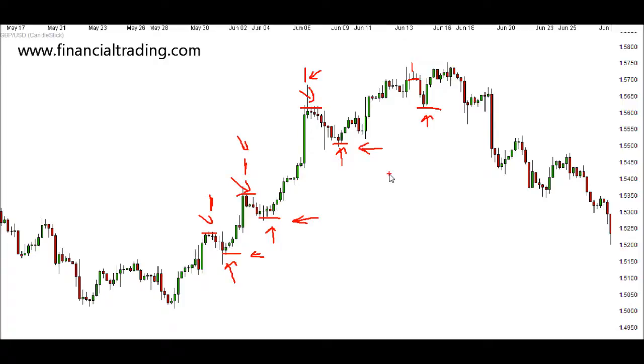In the next video we'll look at the characteristics of a downtrend, or when price moves in a downwards direction, and we'll also look at the behaviour of price when it moves in a sideways direction.